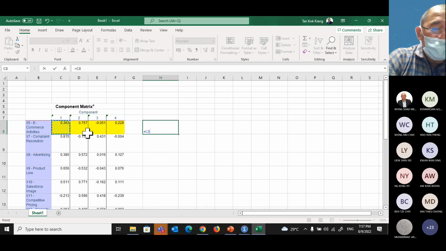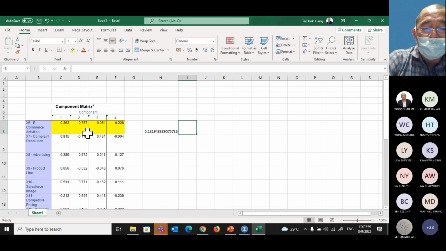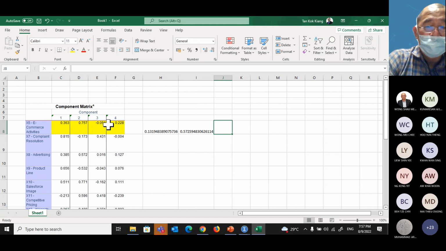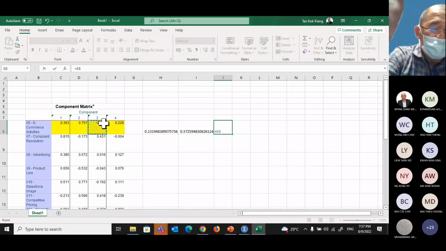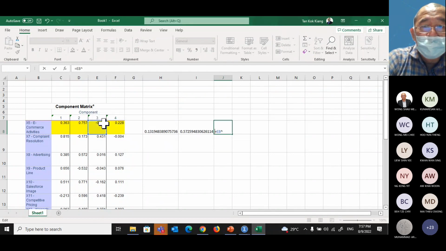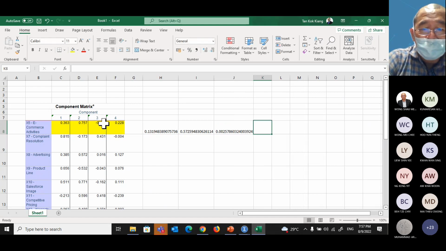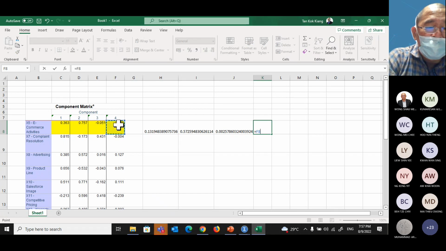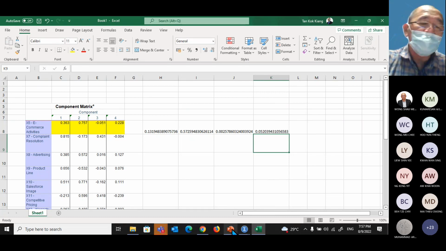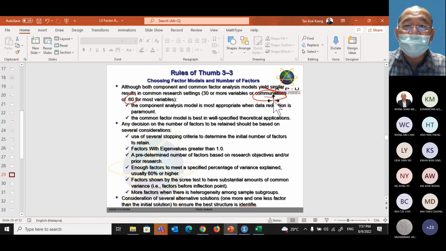So each number here, I take power 2. And then also this number, power 2. The third number also power 2. One more, like this. Of course, the software computed for us. But so far, any question? Because now I want to show you how the software computes this value, the communalities.